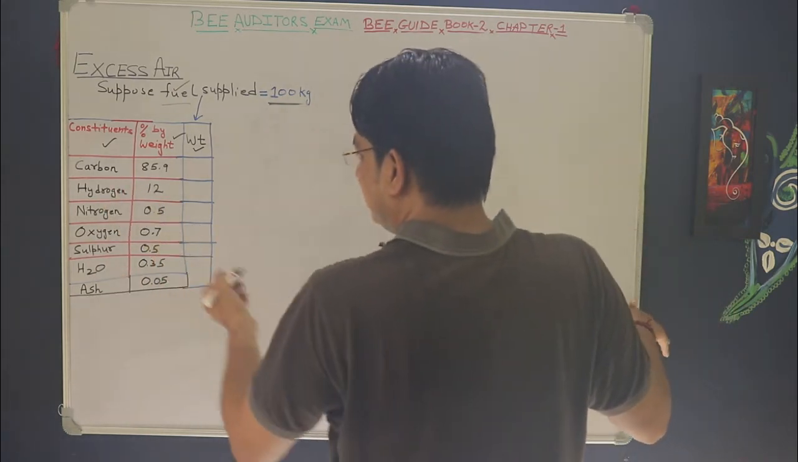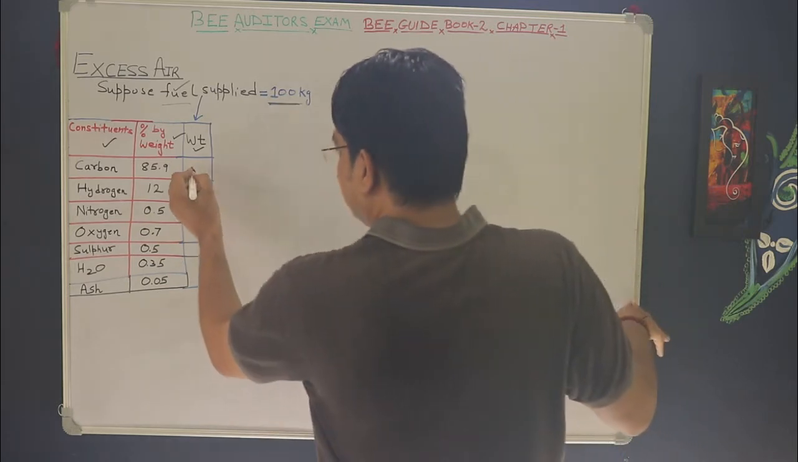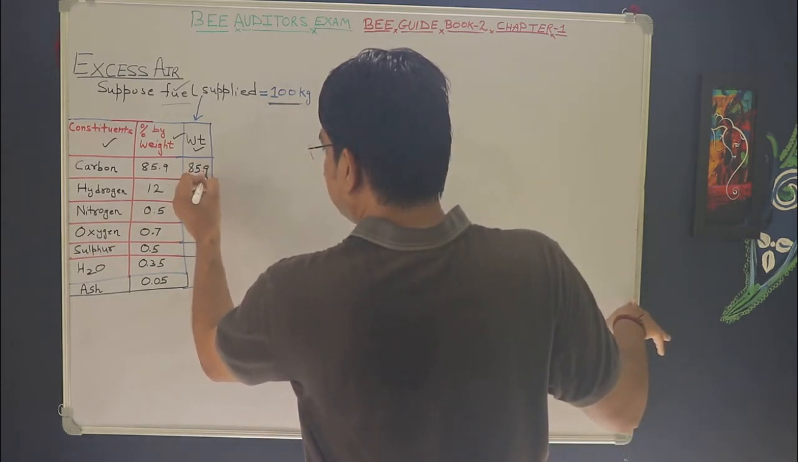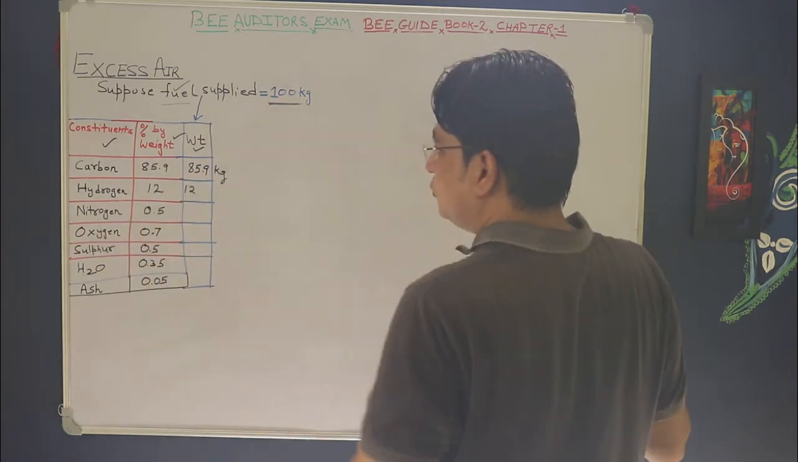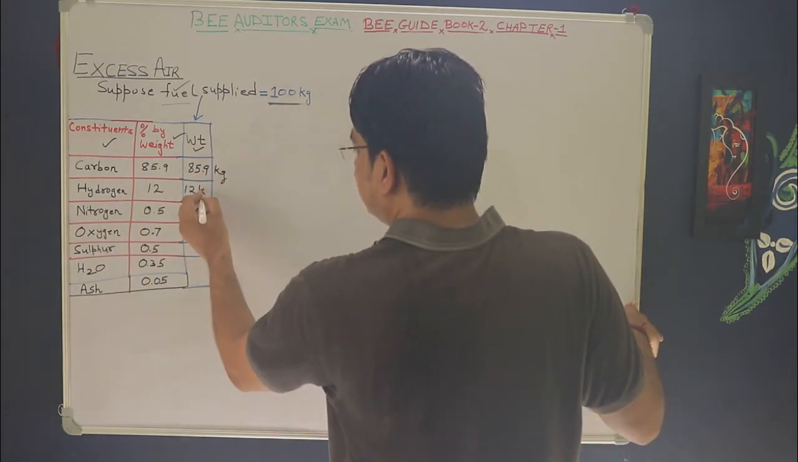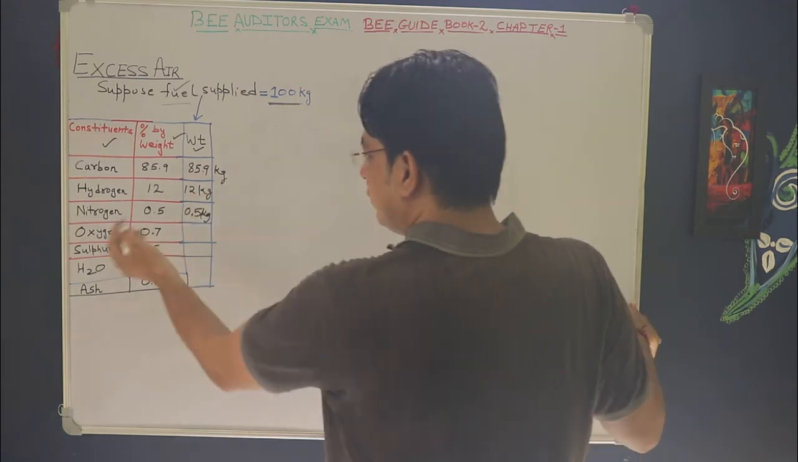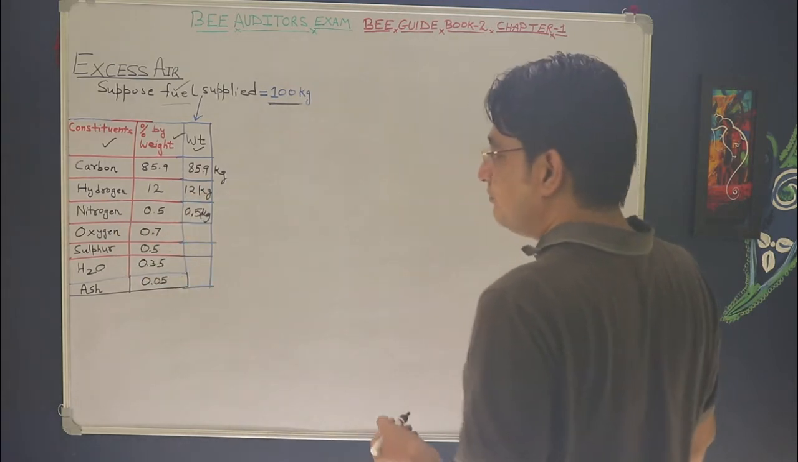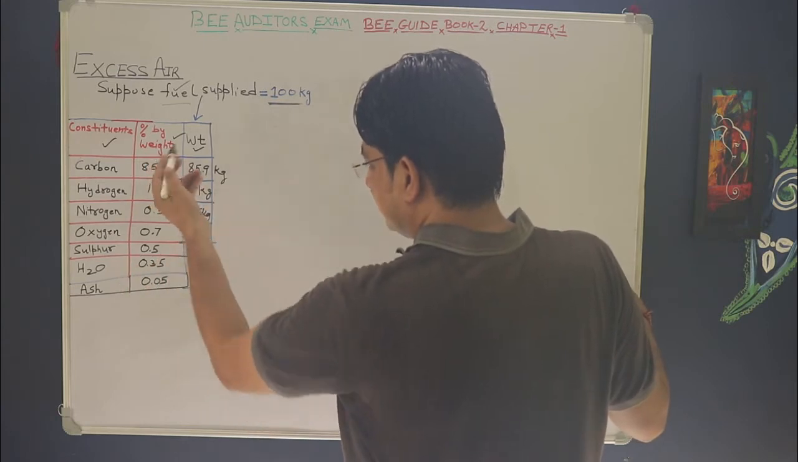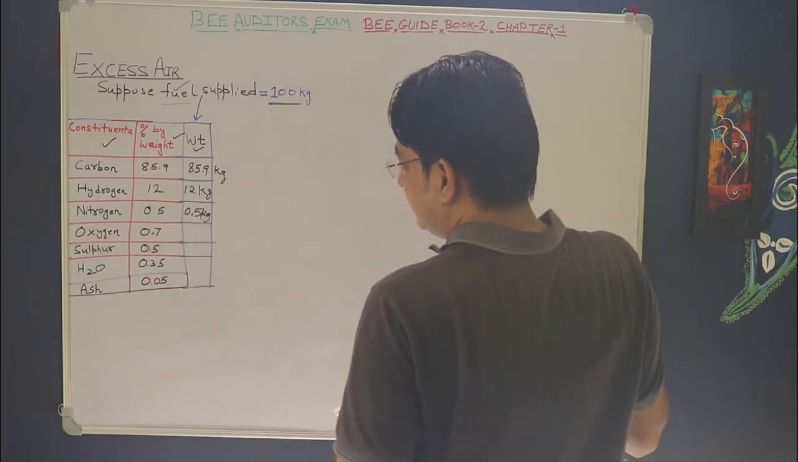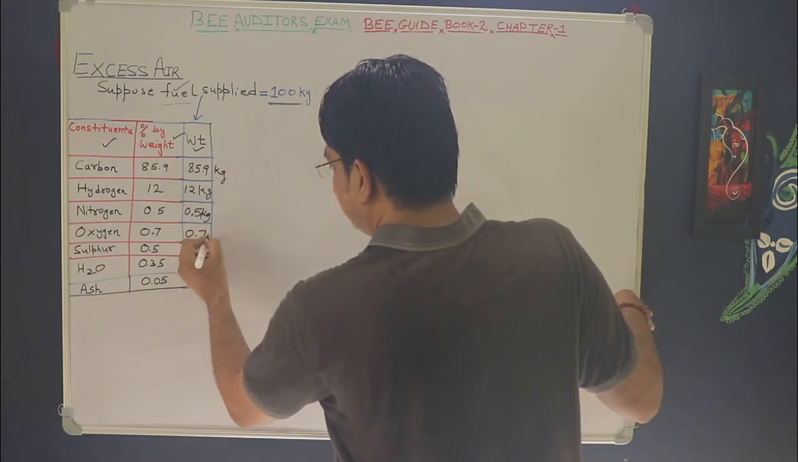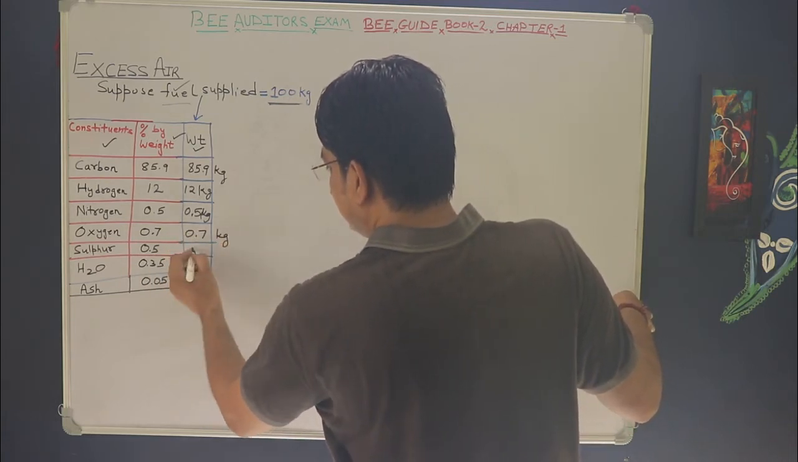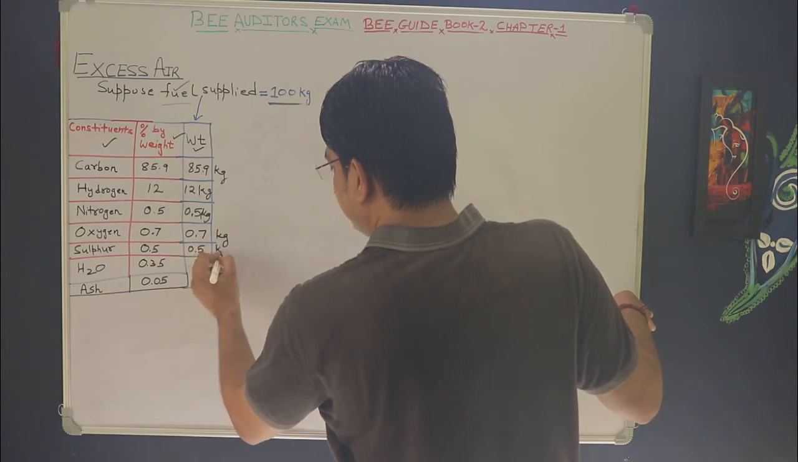So the weight of carbon present in 100 kg of fuel will be 85.9 kg, and the weight of hydrogen present in 100 kg of fuel will be 12 kg. Similarly, the weight of nitrogen will be 0.5 kg. Now oxygen by percentage weight is 0.7%. This means in 100 kg of fuel, oxygen present will be 0.7 kg. Similarly, sulfur will be present as 0.5 kg.